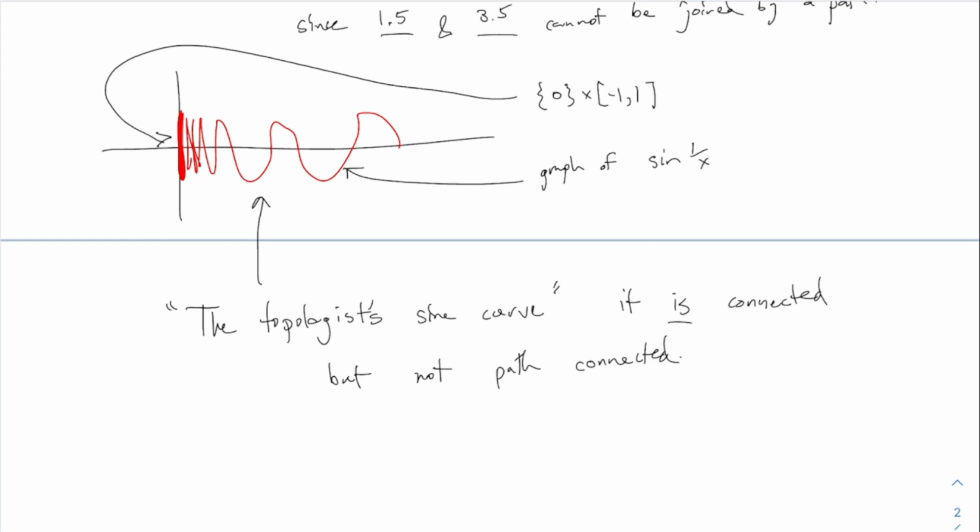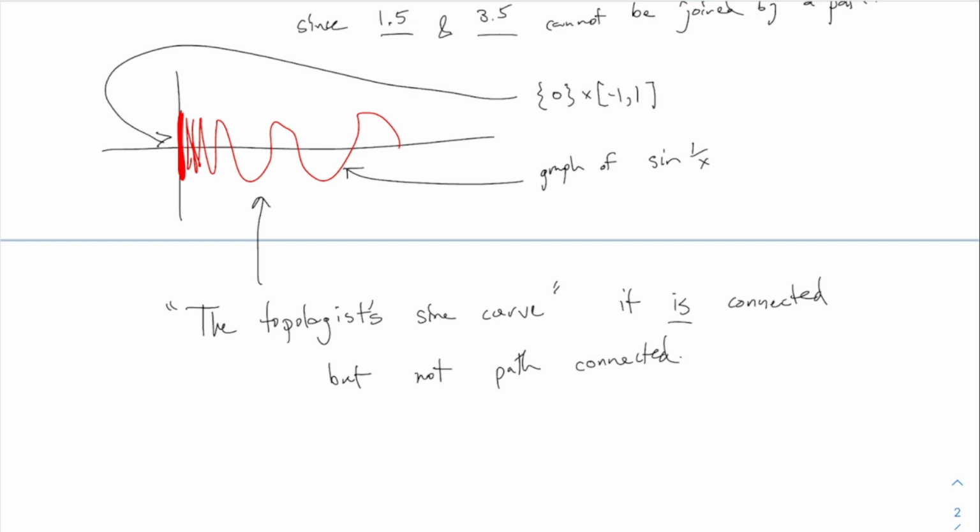Because you cannot go, say, from this end to a point on the vertical part along a path. Because a path has to have a finite length, and here you have to go through an infinite amount of length before you get to the vertical part. All right, so this is not path connected. This is everybody's favorite example. If you approach a topologist on the street and say, give me an example that's connected but not path connected, this is what everybody will say.